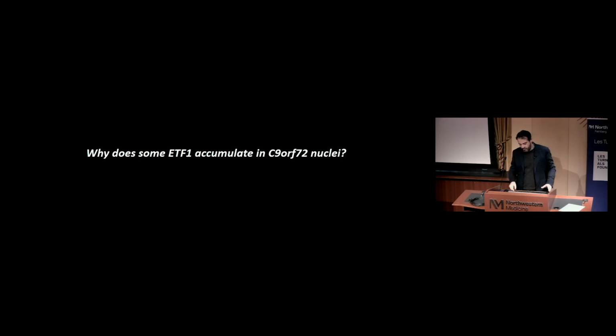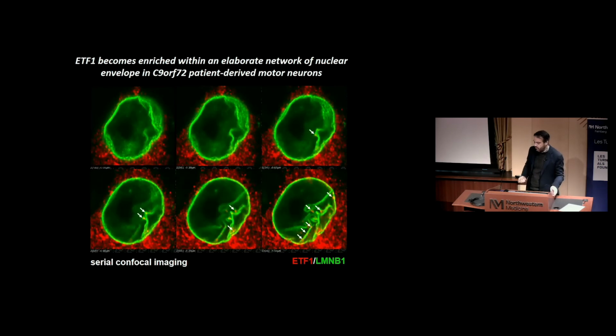We tested a number of different hypotheses, but to cut a long story short, what we eventually found was that ETF1 seems to accumulate in these discrete puncta that I showed you earlier, which coincide with a very elaborate network of lamin B1 inner nuclear envelope invaginations. This is serial confocal imaging going from the top to the bottom of the cell. We see this stunning architecture of the inner nuclear envelope in both the control and the patient motor neurons. But significantly, the patient motor neurons seem to accumulate a lot more of this protein in these puncta.